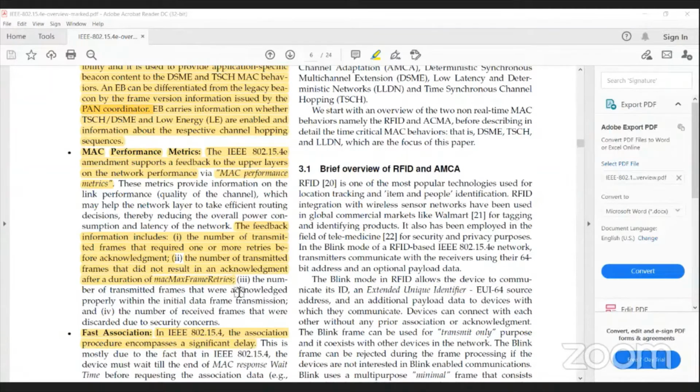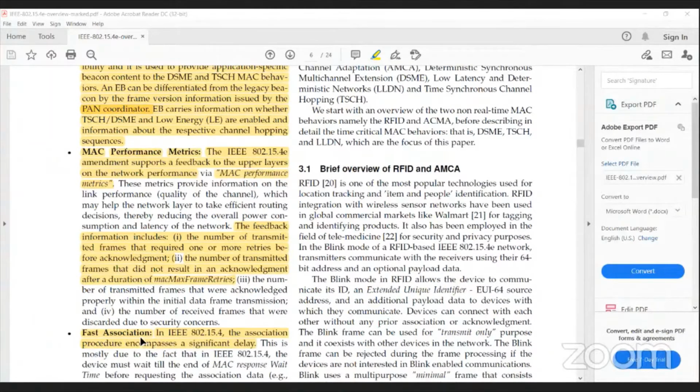So the number of retransmitted or transmitted frames that require one or more retries before an acknowledgement, all that information you can feed. Useful information, a lot of analytics can be done by the application layer to decide what its strategy should be and how it can improve the MAC performance.